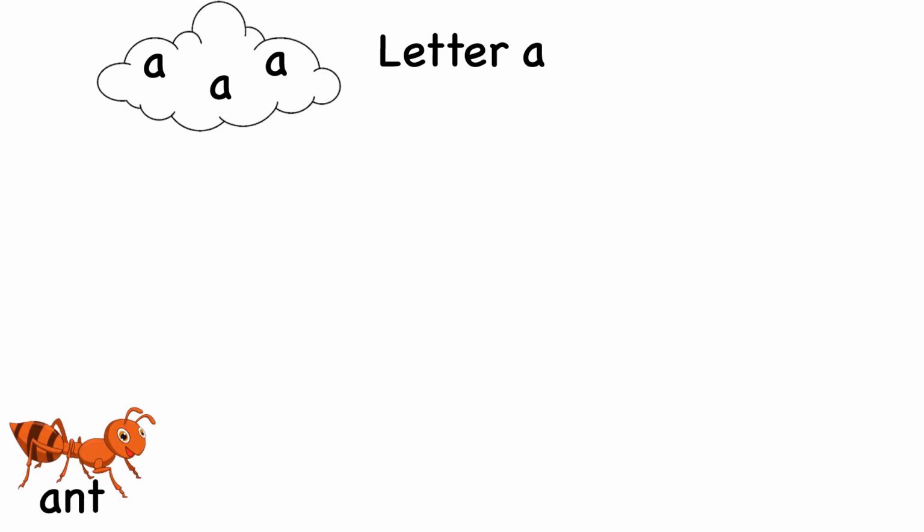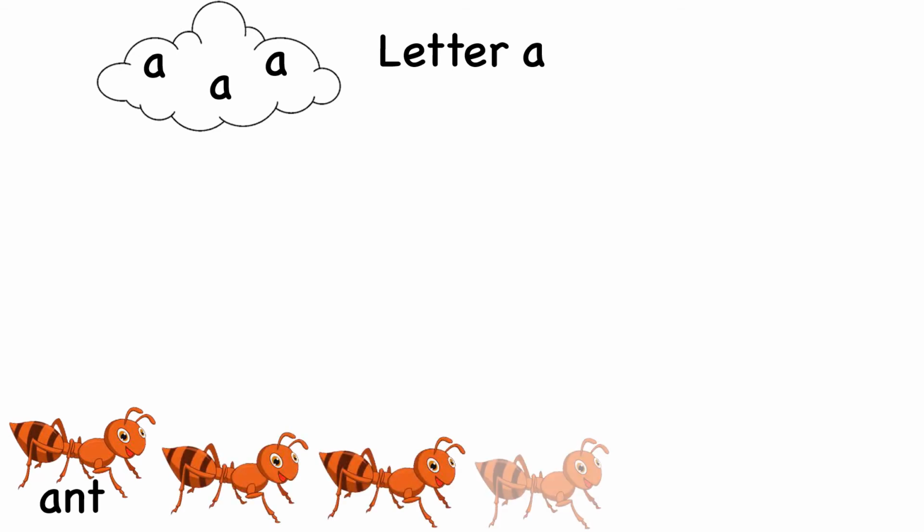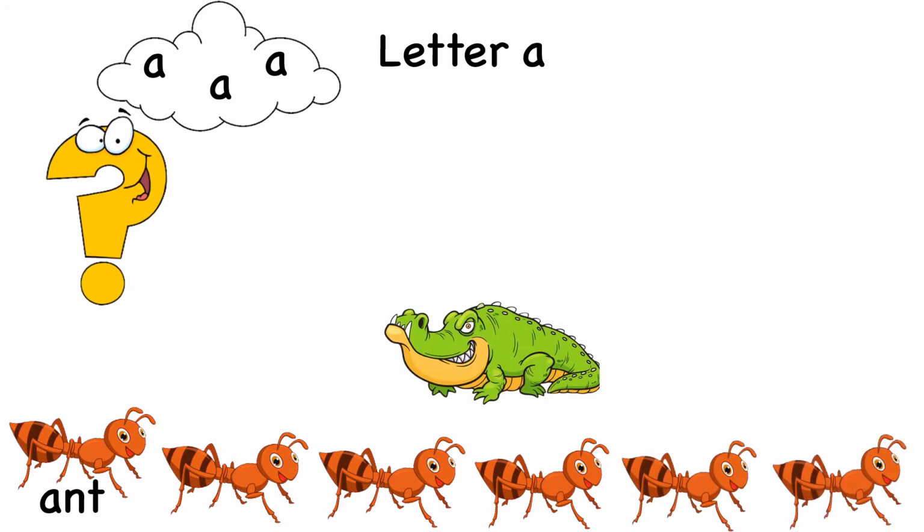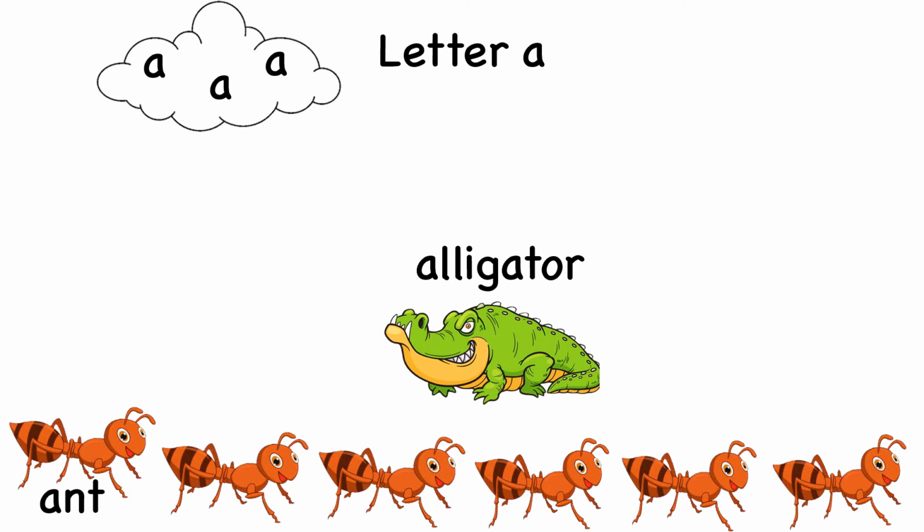See, ants are walking in a queue. Can you see an alligator? Yes, it's right here. A alligator. Oh no! This alligator is so angry.